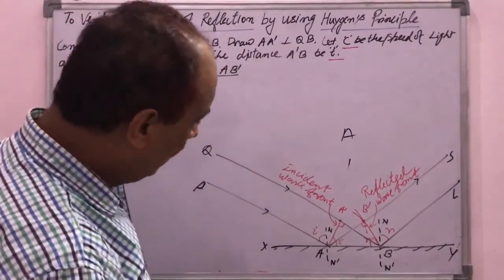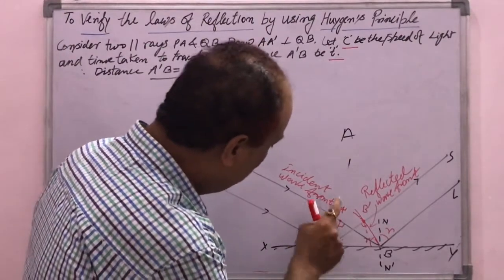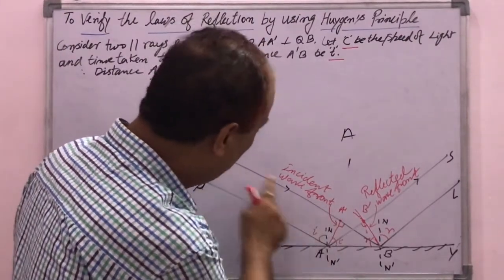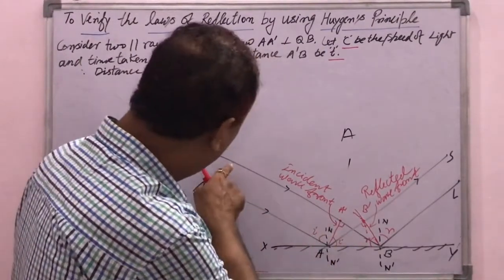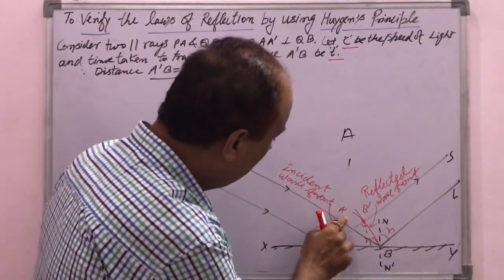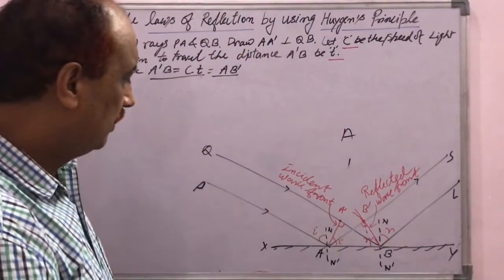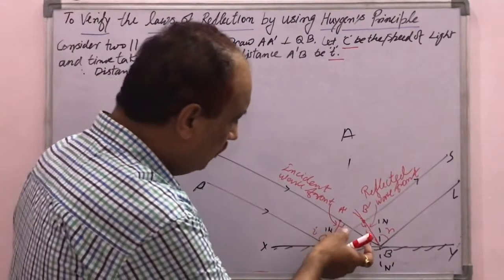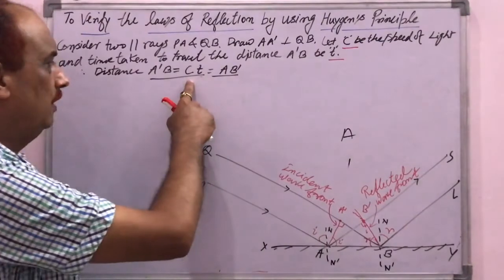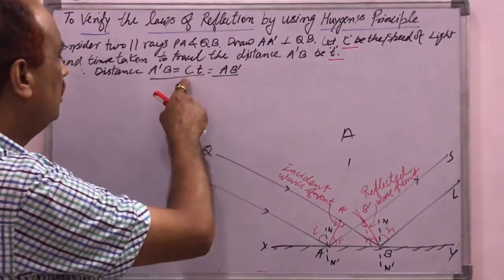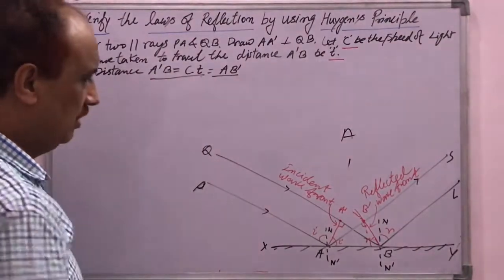Now again we consider the distance traveled by the disturbance coming from Q up to A dash, when it propagates through the ray QB. From A dash to B it takes some time t, suppose. So the distance A dash B will be equal to c into t, the velocity c multiplied by the time.